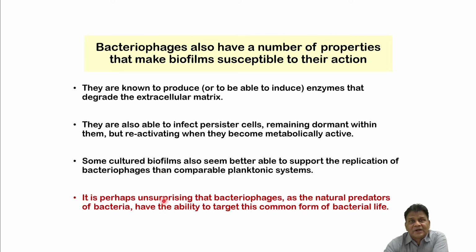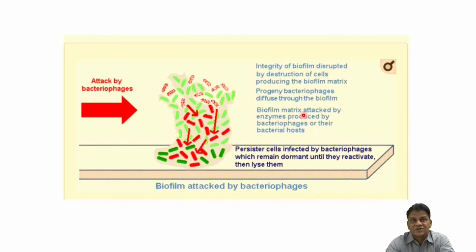It is perhaps unsurprising that bacteriophages, as the natural predator of bacteria, have the ability to target this common form of bacterial life, because biofilms are naturally found in nature, and bacteriophages are natural products, so they are basically trained for dealing with biofilm formation, because degradation of the bacteria is essentially needed for the maintenance of the food chain. So this is not unusual, and we are simply exploiting the natural process, nothing special.